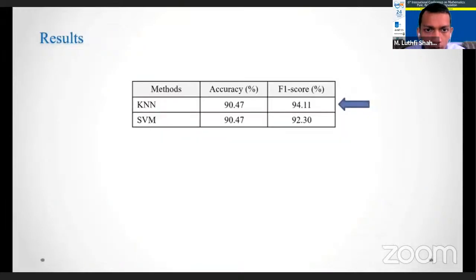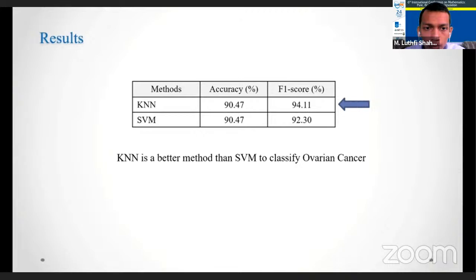Based on the results, both methods produced the same value of their highest accuracy. However, the F1 score value of KNN was higher than SVM. Based on our findings, a high value of F1 score shows a high performance of classification. Therefore, KNN is a better method than SVM to classify ovarian cancer.